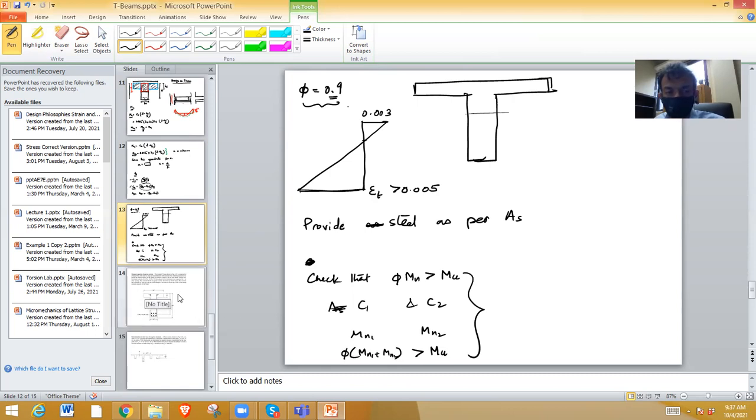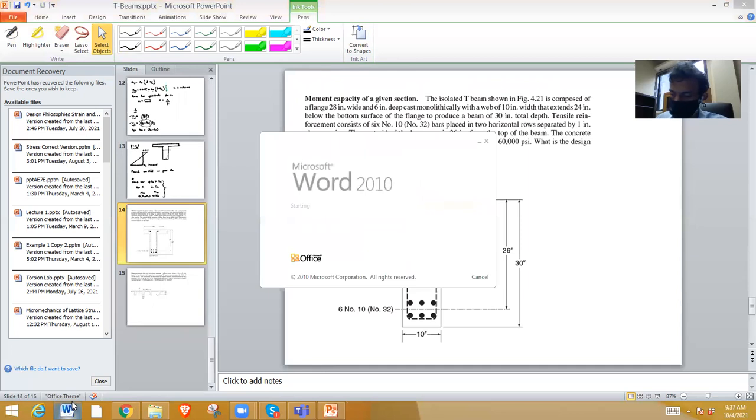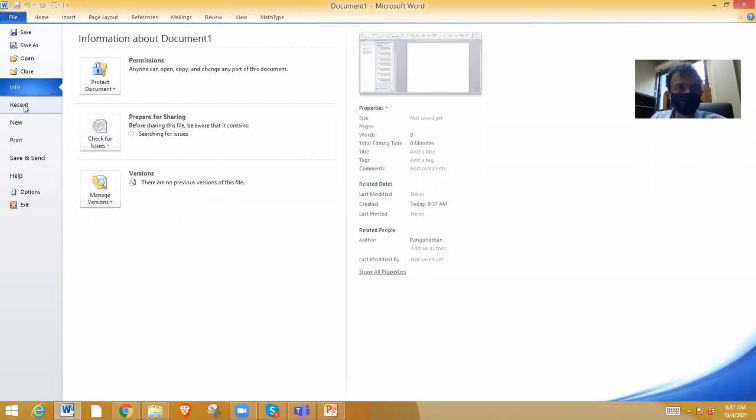Hopefully the procedures are clear. Now we will do one analysis problem and one design problem. So let's do this analysis problem. We have an isolated T-beam. Actually, I already did this on paper, so I will show you that instead of doing it again. If any doubt, today you can ask any questions. So let's just go through it.